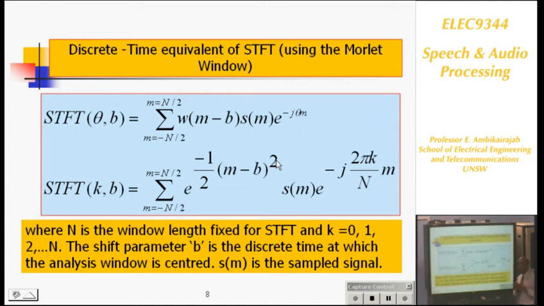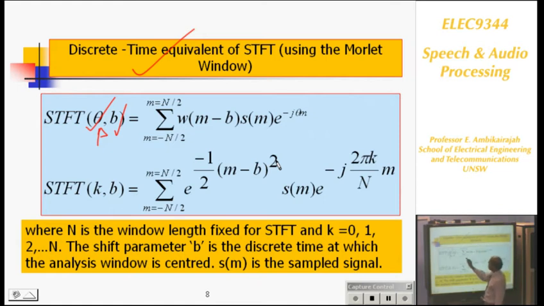So that's the property of the short-time Fourier transform, right? So let's look at the discrete-time equivalent of the short-time Fourier transform. Earlier we had omega here. Now we've got theta. B is the position where you are putting the window.